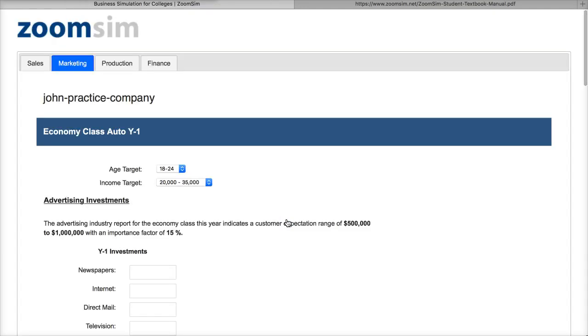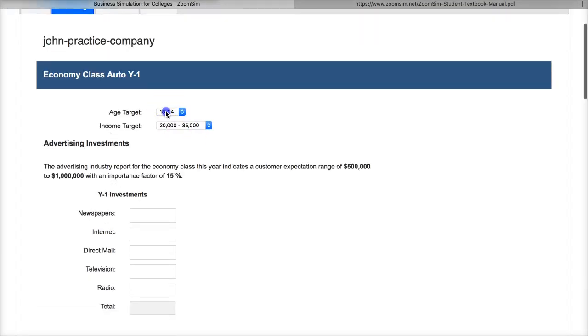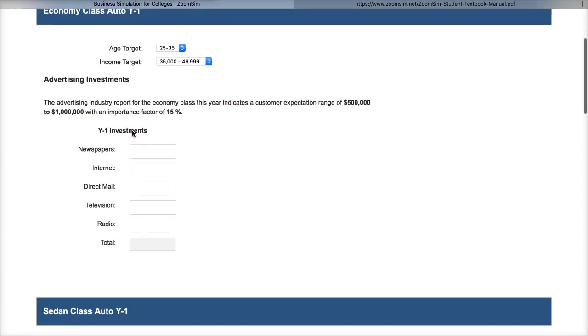Submit Sales. Now, this targeting here is not going to affect anything. This is just part of the role play. When you do the teamwork, you'll notice that you will have team reflective observations that will connect back to this age target and income target. But for the practice rounds, it doesn't really mean anything.